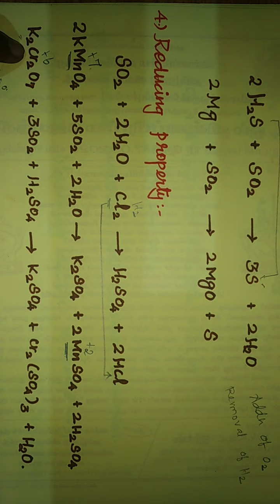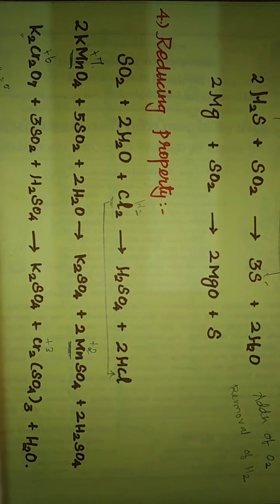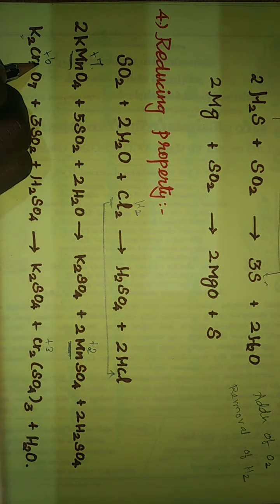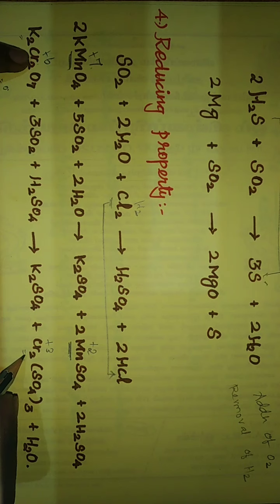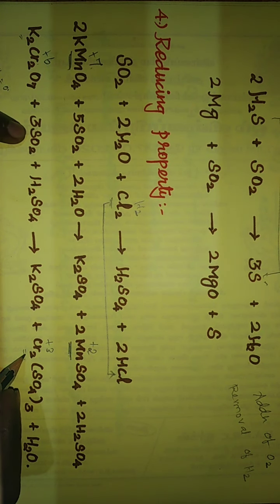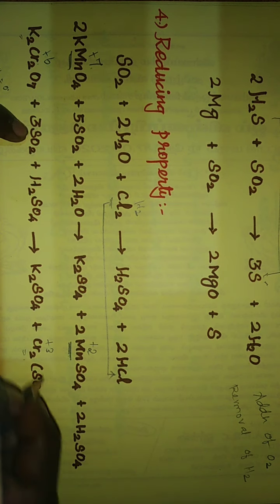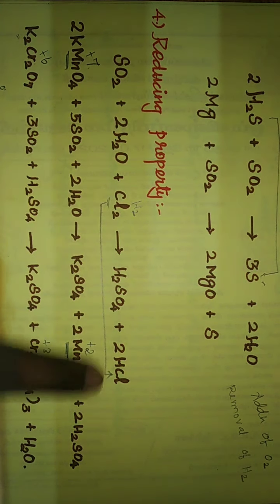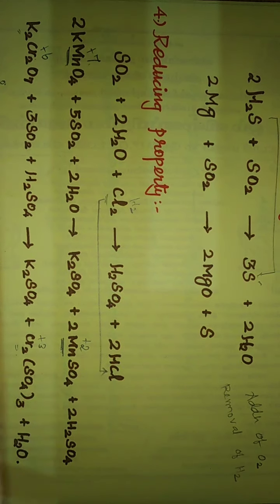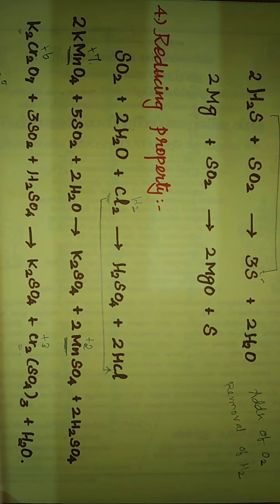In the reactant side chromium is in plus 6 oxidation state, whereas in the product side it is in the plus 3 oxidation state. So the oxidation state of chromium is reduced from plus 6 to plus 3, so it is a reduction process and it is brought about by the reducing agent, that is sulfur dioxide. So these are the examples to explain the reducing property of sulfur dioxide. Cl2 is reduced to HCl, then Mn plus 7 is reduced to Mn plus 2, then Cr plus 6 is reduced to Cr plus 3.